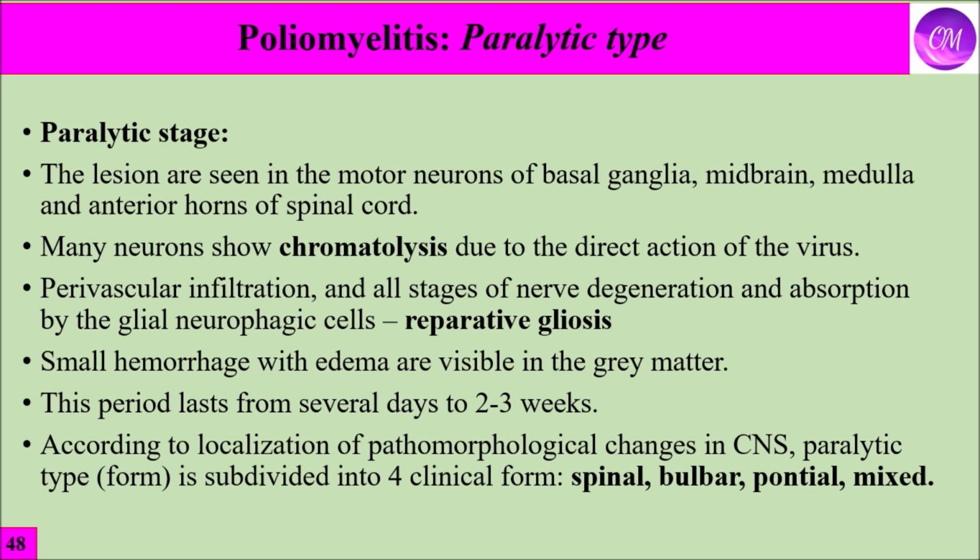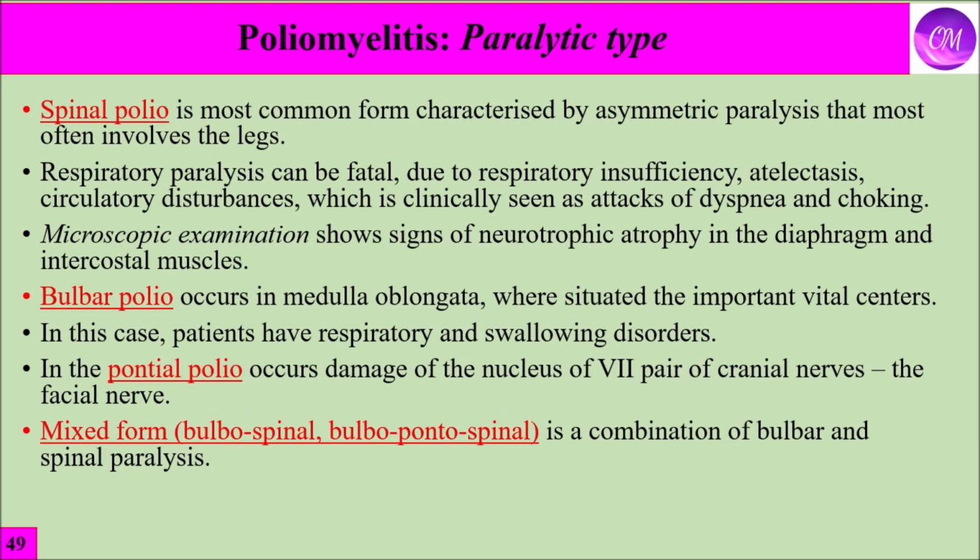According to localization of pathomorphological change in the central nervous system, the paralytic type or form is subdivided into 4 clinical forms: spinal, bulbar, pontine, and mixed. Spinal polio is the most common form, characterized by asymmetric paralysis that most often involves the legs.